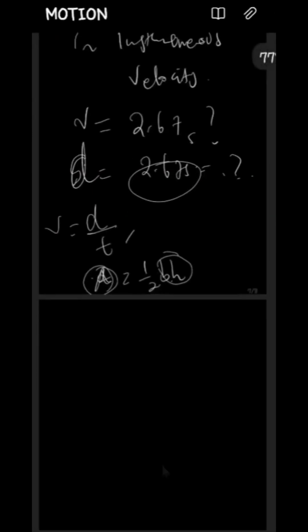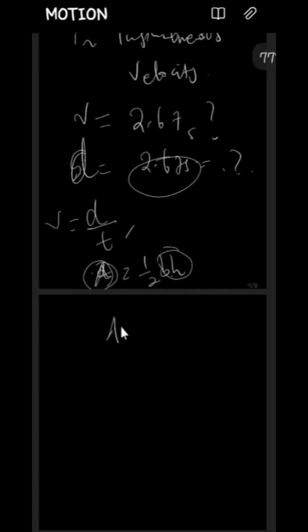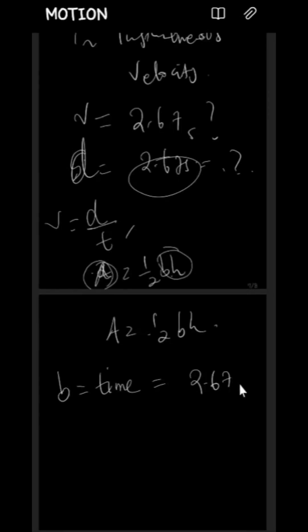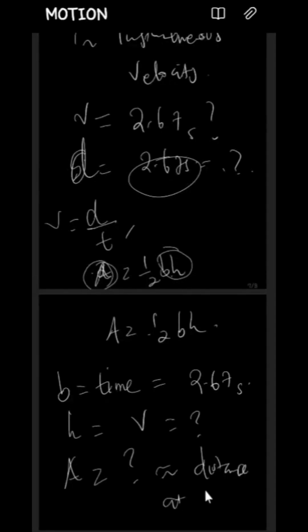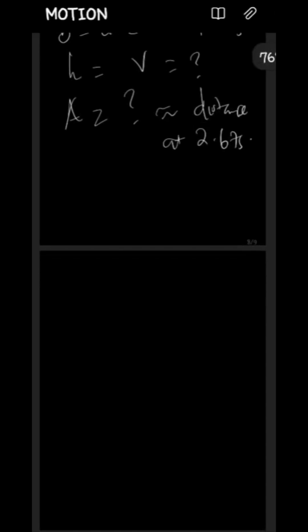So we are going to say area is equal to half BH, right? Whereas our base, which is our time, in this case is 2.67 seconds. Our height, which is going to be our velocity, we do not know. Our area is what we are looking for, which is our distance at 2.67 seconds, all right? So we are going to first find our velocity at that time.